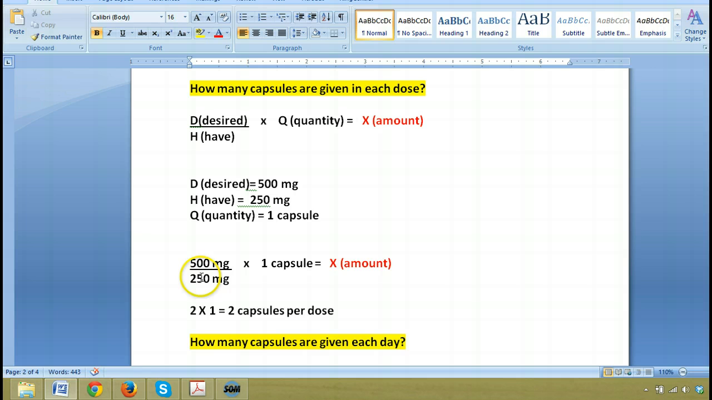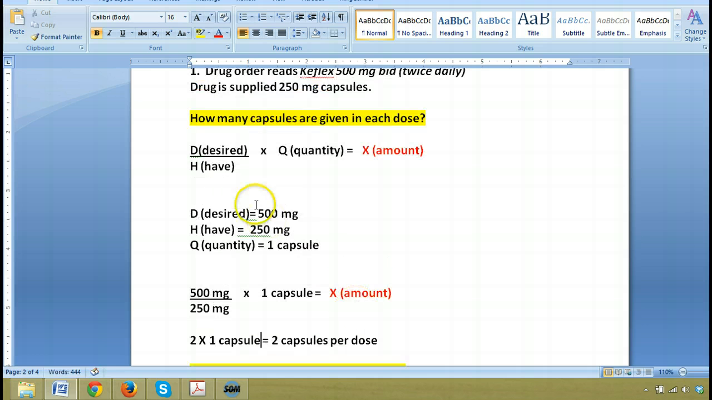When you divide 500 by 250, you get 2. Our milligrams, of course, cancel out. Times 1 capsule, and we get 2 capsules per dose. So again, remember, this equation is how many capsules or tablets or mils or whatever you're calculating per dose, not for the whole day.